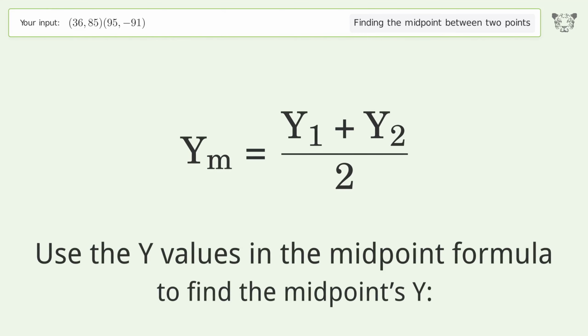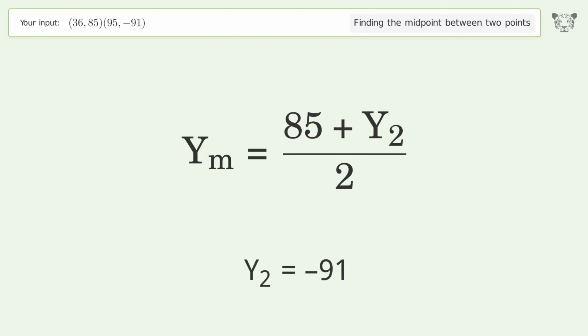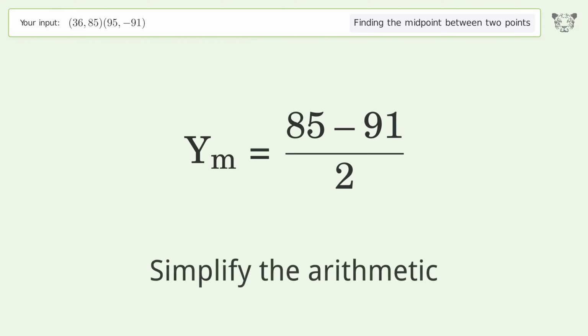Use the y values in the midpoint formula to find the midpoint's y. y1 equals 85. y2 equals -91. Simplify the arithmetic.